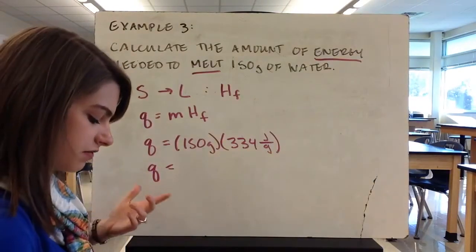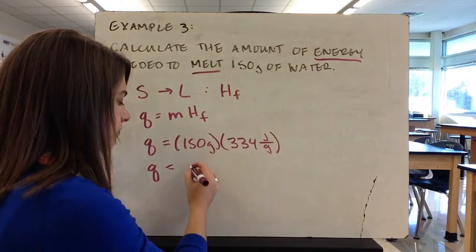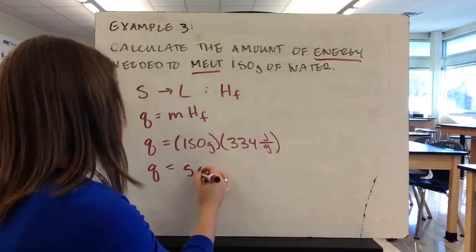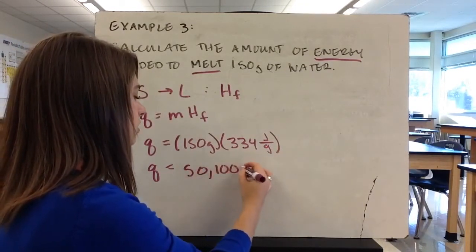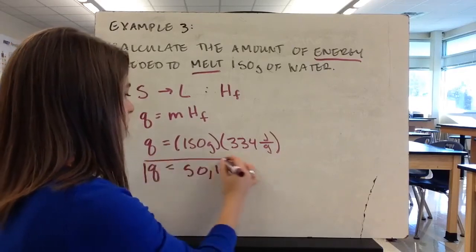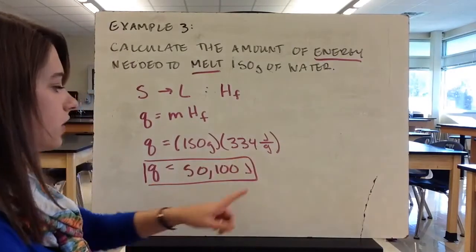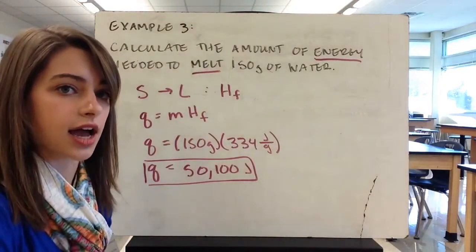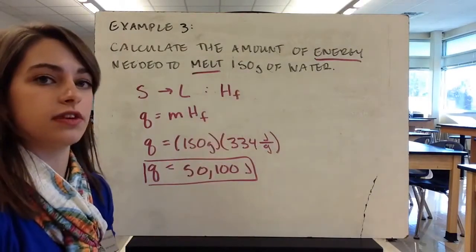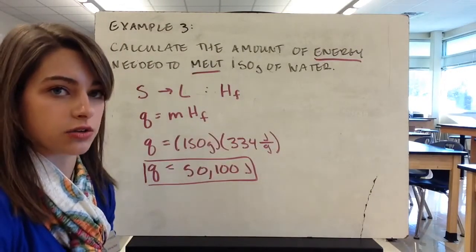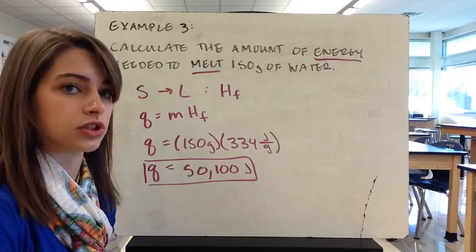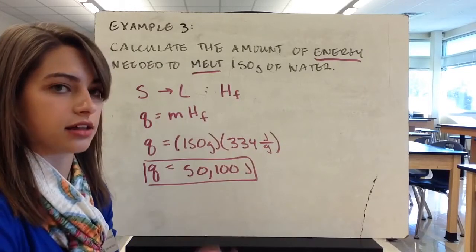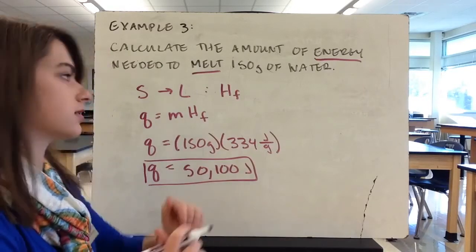Q equals 150 times 334, which is 50,100 joules of energy. So that's how much energy you would need to supply to melt 150 grams of water, just to go through the phase change. We're not increasing the temperature, that's just going from a solid to a liquid at 0 degrees Celsius.